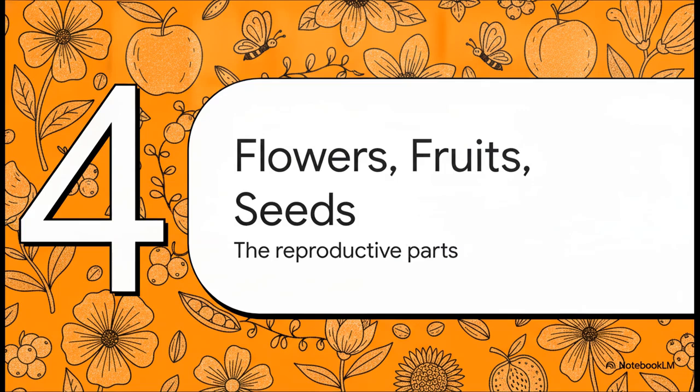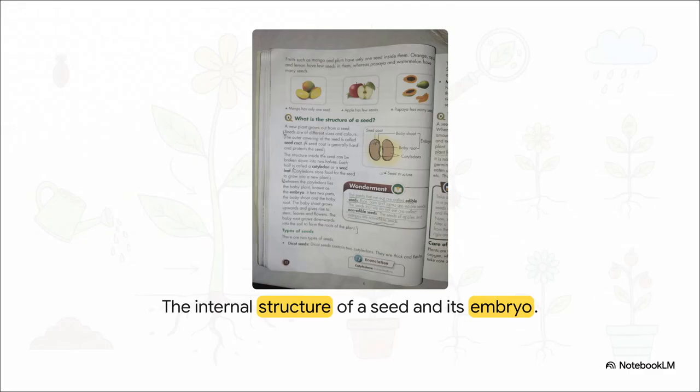Let's travel all the way up to the crown of the plant for Section 4, flowers, fruits, and seeds, the reproductive parts. We all know flowers look great, but their real job is to develop into fruits. And inside those fruits, the seeds. Let's look closely at the anatomy inside a seed, because it's super interesting.